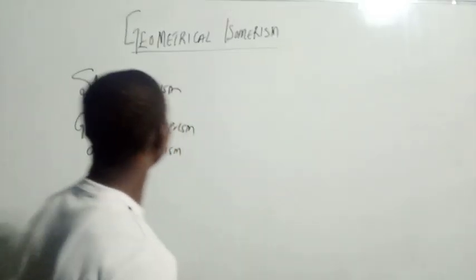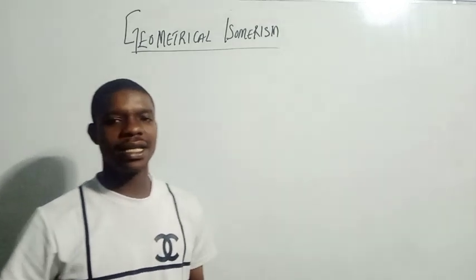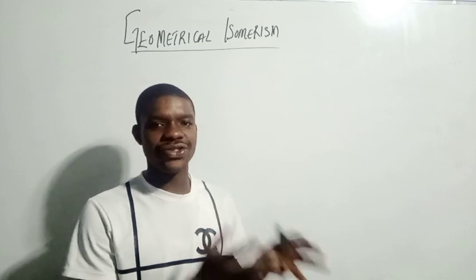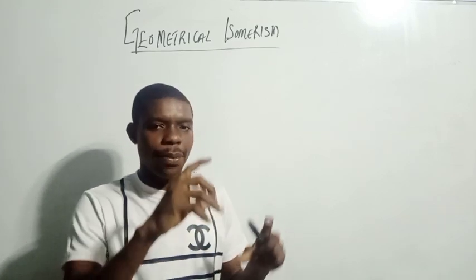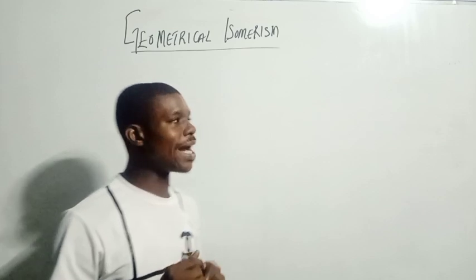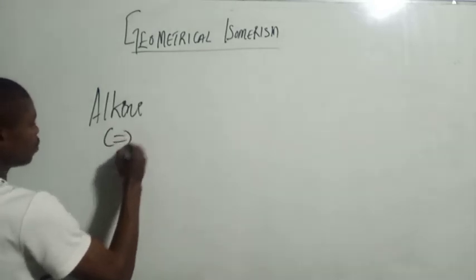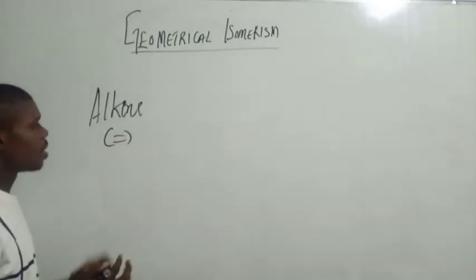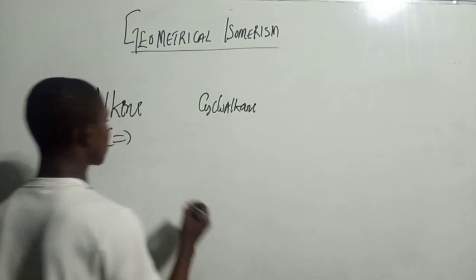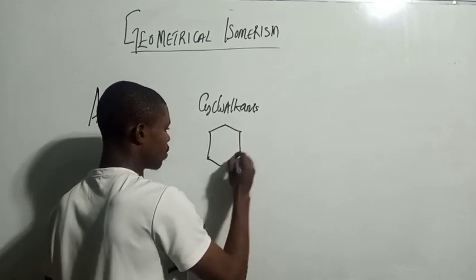Let's move to geometrical isomerism. Now, geometrical isomerism occurs in alkenes and cycloalkenes, where there's restricted rotation along the carbon-carbon double bond and the carbon-carbon single bond in cycloalkenes. So geometrical isomerism occurs in alkenes, where there's a double bond, and in cycloalkenes, where there's a cycle, a ring.